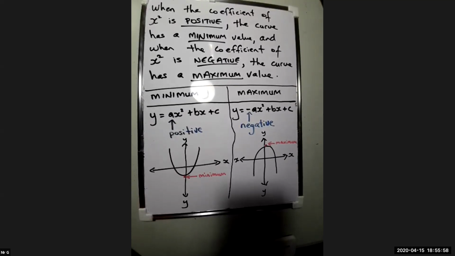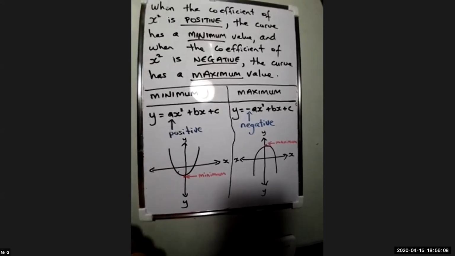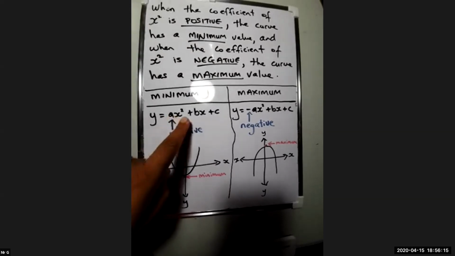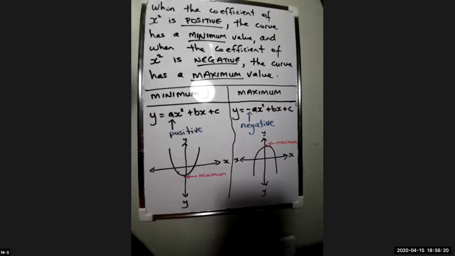Okay, so let me just quickly explain this, right? When the coefficient of x squared, remember, I told you all it's quadratics we are doing, right? And all of them are of the form ax squared plus bx plus c, right? Hence the reason we have things like 2x squared plus 3 minus 4 and so forth when we're doing the graphs, right? So when the coefficient of x squared is positive, the curve has a minimum value. And when the coefficient of x squared is negative, the curve has a maximum value.